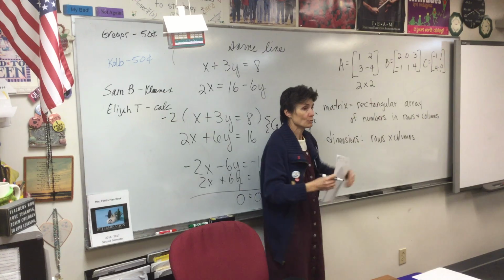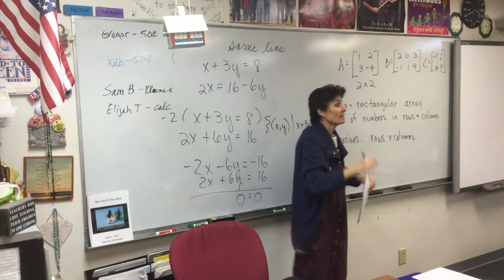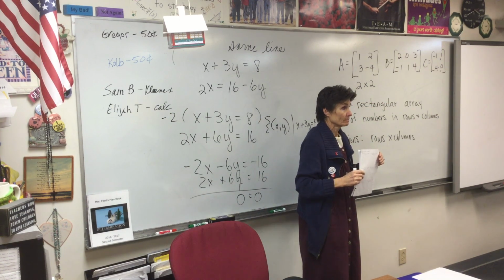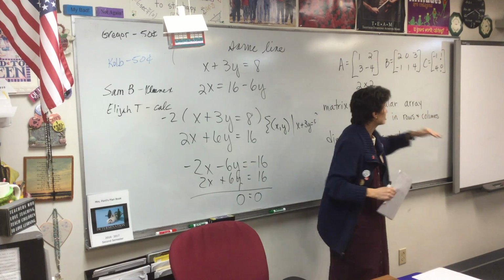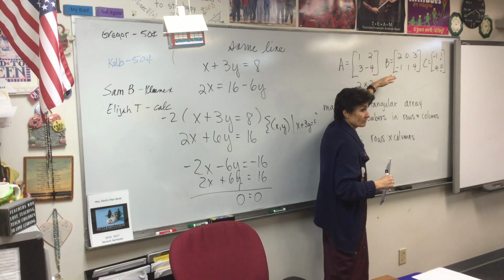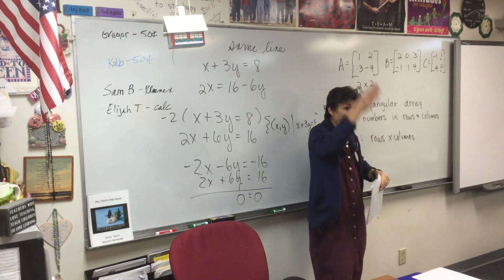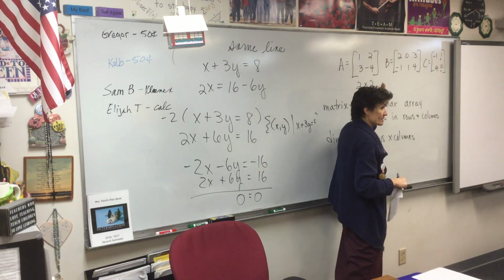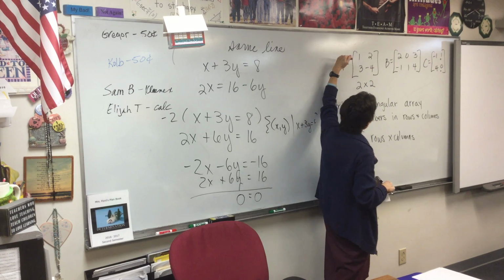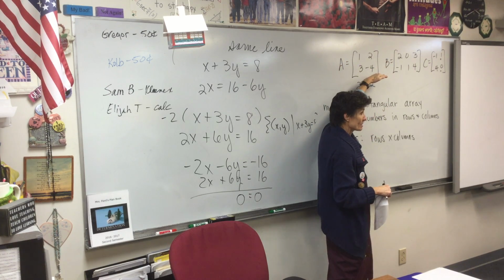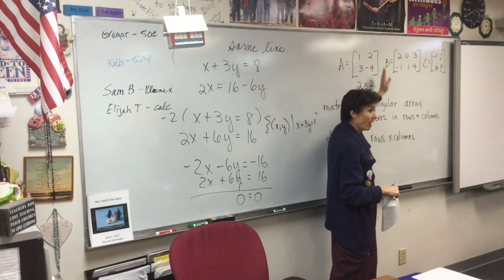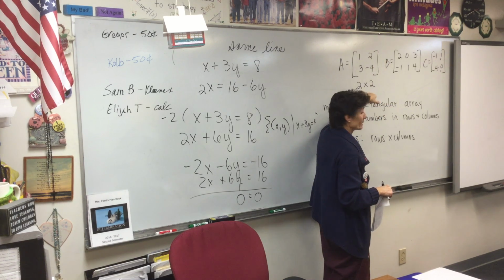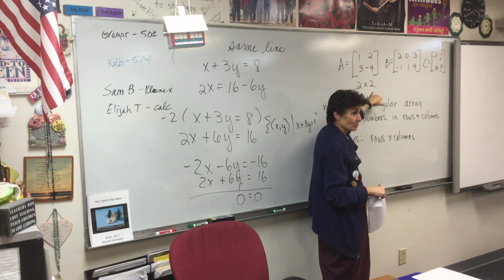Two rows. Rows go this way. Think of the rows of a bleacher. The rows of the bleachers. These are the rows. And then you think of the columns of the White House. These are the columns. So this matrix has 2 rows and 2 columns, so we call it 2 by 2.